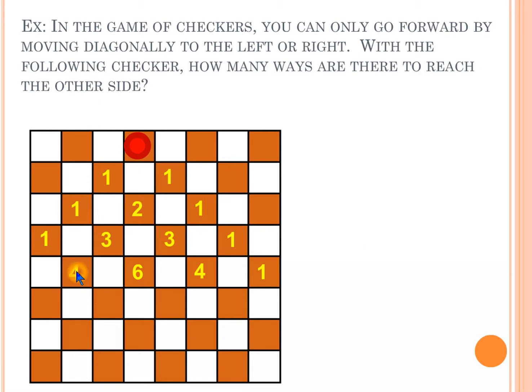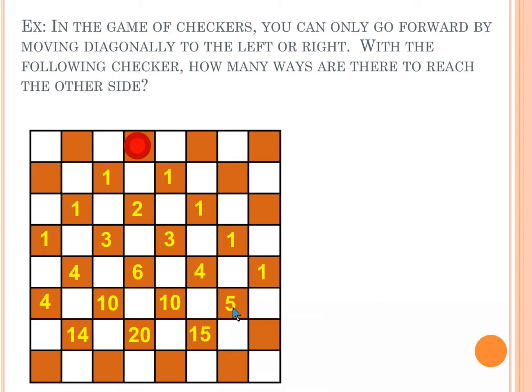If there's 4 ways to get to this point, and we can only get to this point by going through that point, so if this is 4, this will also be 4. 4 plus 6 will be 10. 6 plus 4 will be 10. 4 plus 1 will be 5. All right, 4 plus 10 will be 14. 10 and 10 is 20. 10 and 5 is 15.